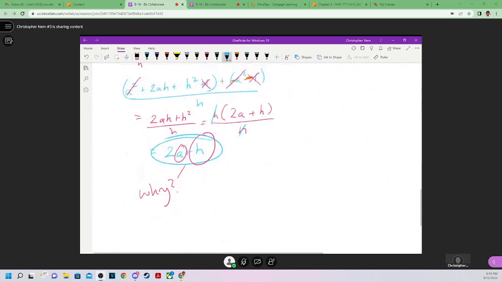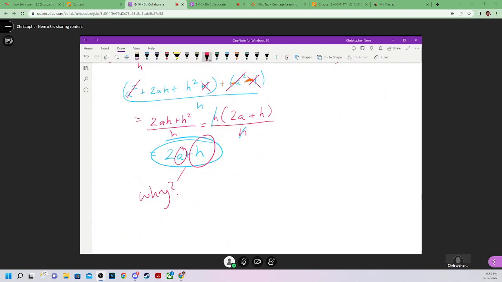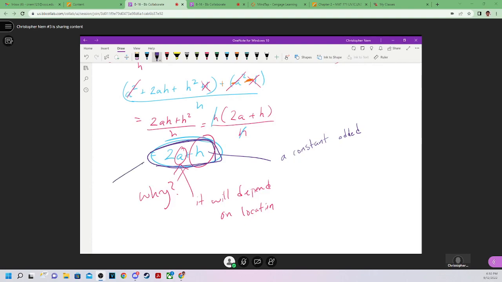However, over here, what this means is that the a value means it will depend on location. It will depend on where you're at. And wherever you're at, it's going to have a constant added. Now this should look familiar to you guys though. This form, 2 times a variable plus a constant. Well, if you guessed it, this is a linear equation.